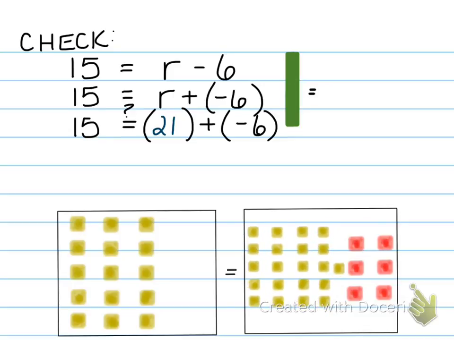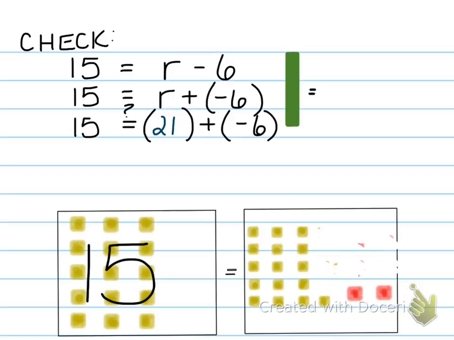So now we want to see, are the weight of the left-hand side and the right-hand sides the same? So the weight of this side is easy to see. There's 15 off-white pieces there, so the weight of that side is 15. And on the right-hand side, we'd have some 0 pairs, so we would have 1, 2, 3, 4, 5, 6 0 pairs.